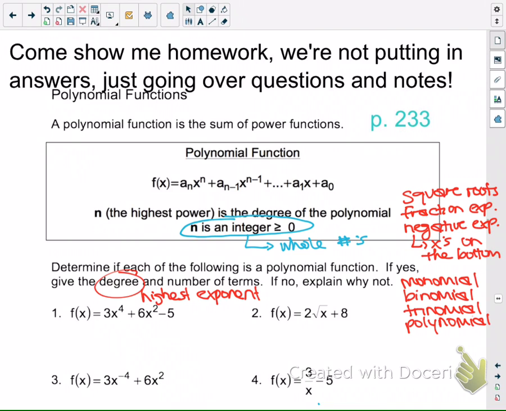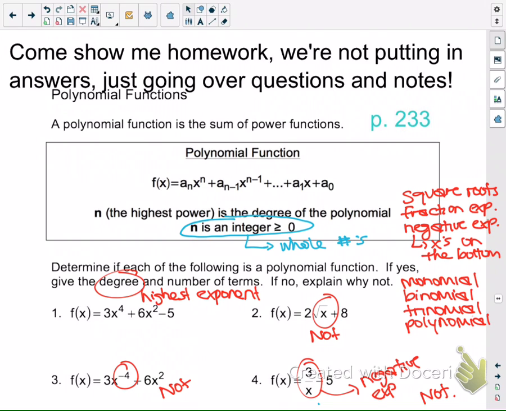Which ones have problems? 2. What's the issue with 2? The square root is a problem because it's a fraction exponent, so this is not a polynomial. What else is not a polynomial? 3. Why not? The negative 4 exponent means that's not a polynomial. What else? 4. Because the x on the bottom means a negative exponent. So that is not a polynomial.